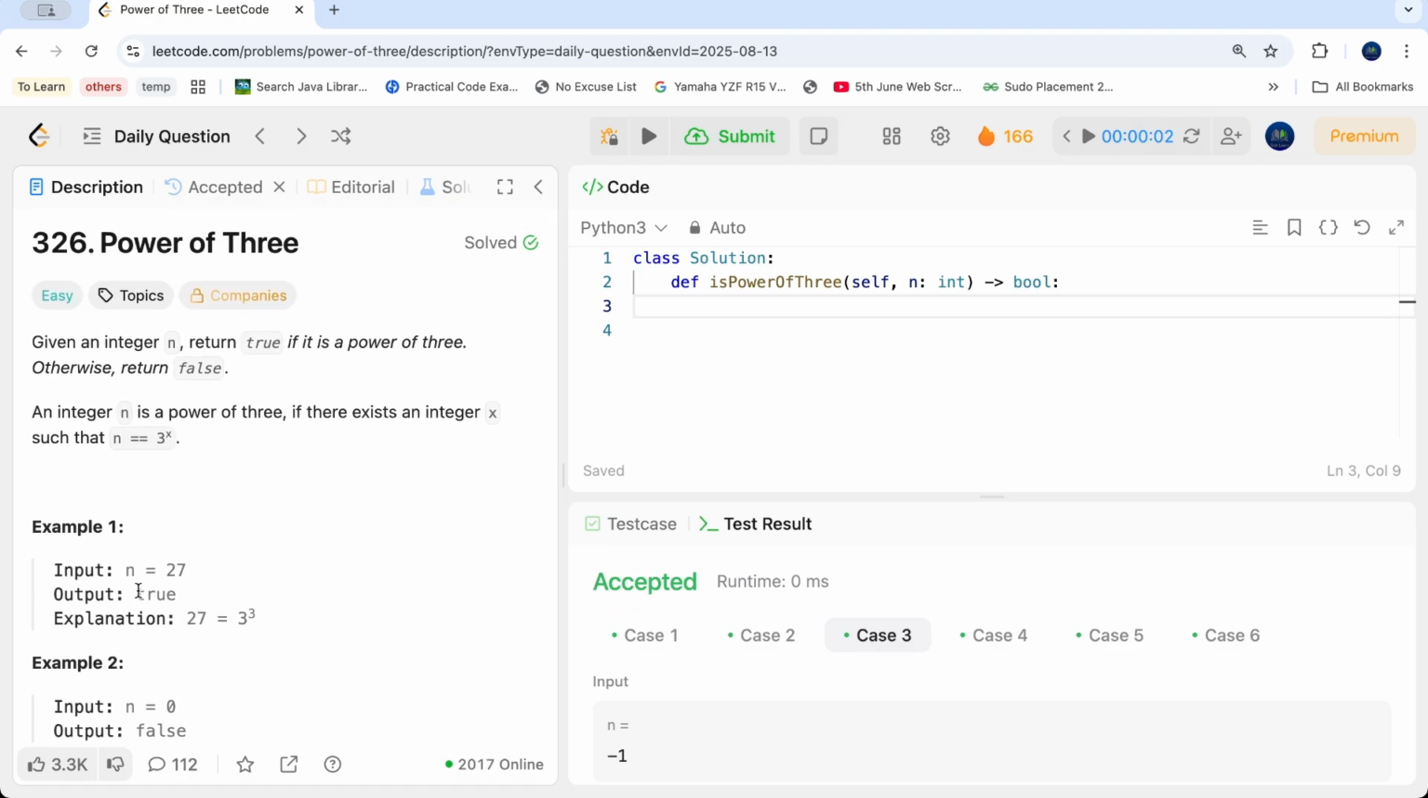Now we need to either return true or false depending upon the condition that the given input n is a power of 3. When we say it is a power of 3, it should be 3 to power 0, 3 to power 1, 3 to power 2. These kinds of numbers it should be.